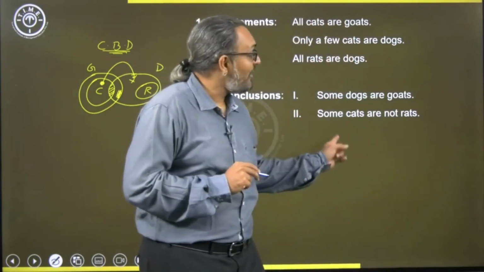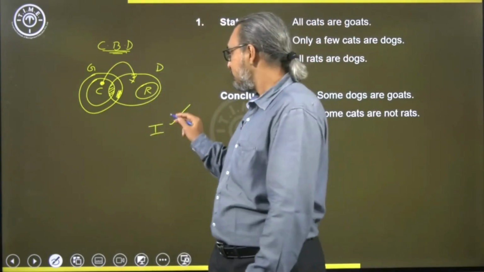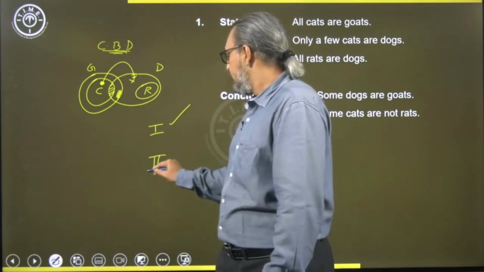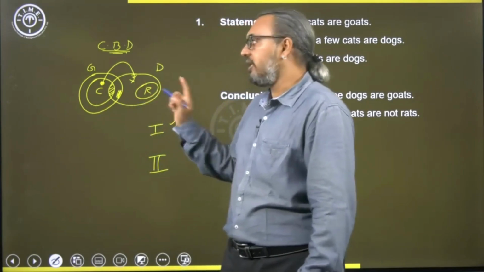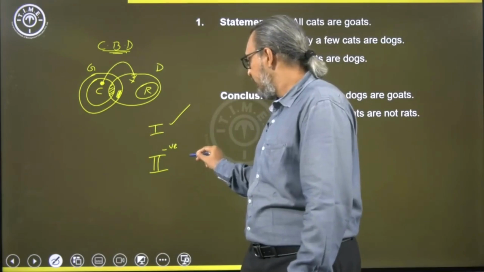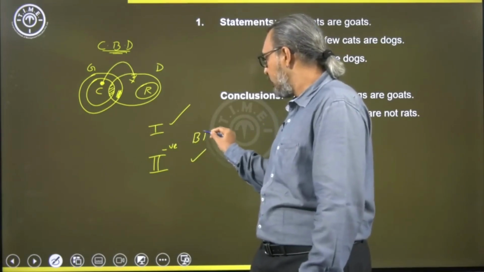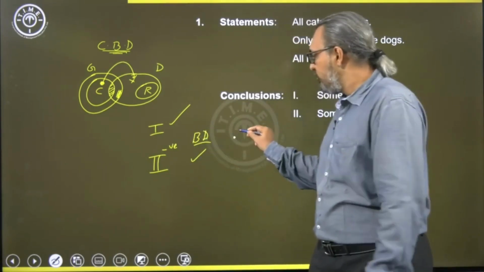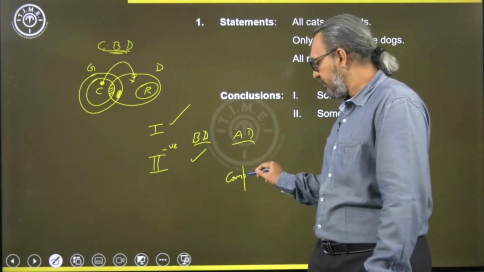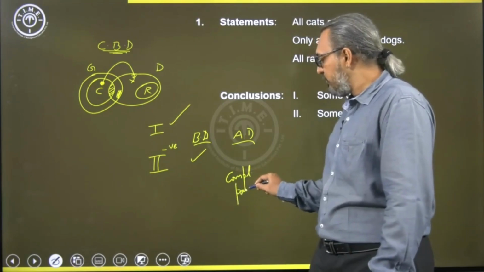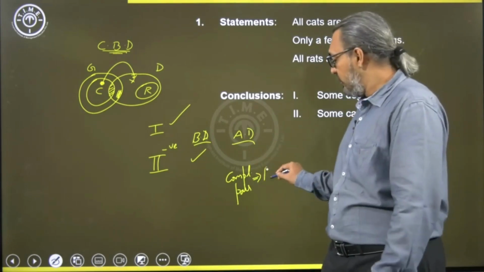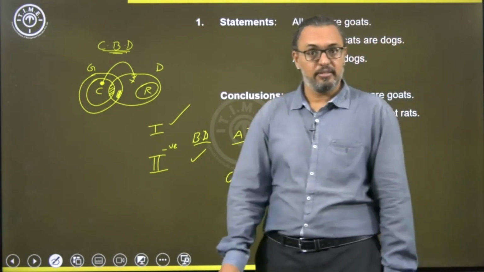And then some cats are not rats. Now that is a negative conclusion, correct? So some cats are not rats. A negative conclusion is a yes in the basic diagram. Now if that is a yes in the basic diagram, we are allowed to go to the alternate diagram and take the complementary pair. And what's the complementary pair for some cats are not rats? All cats are rats, correct?